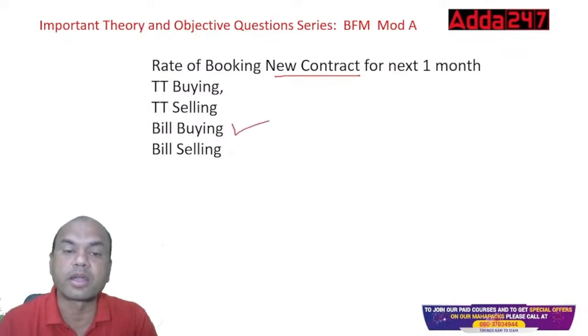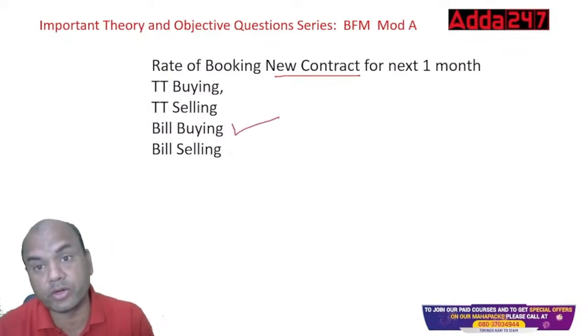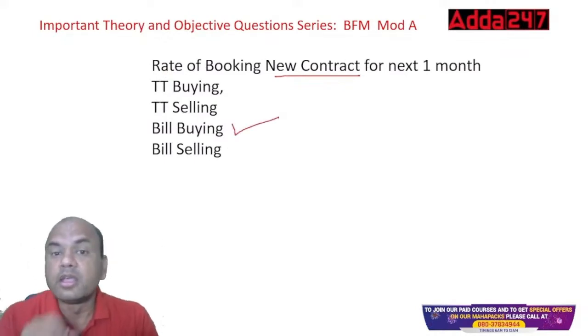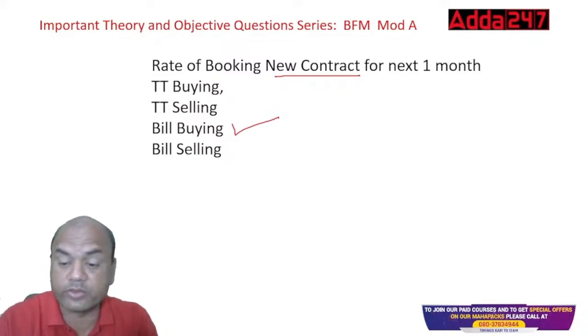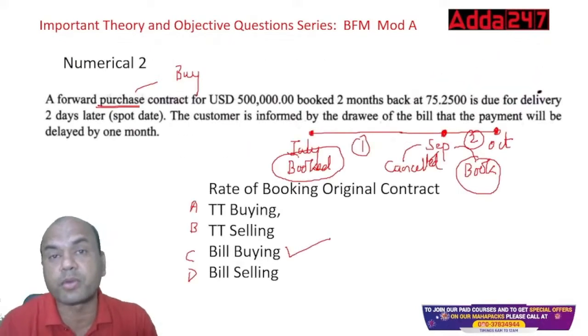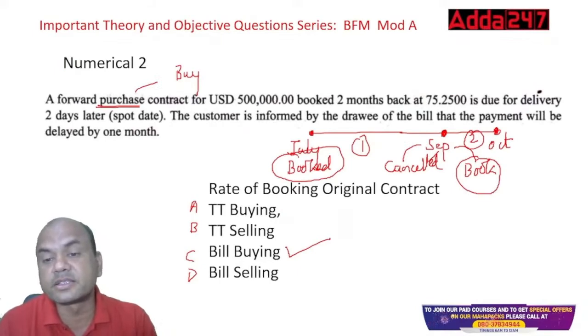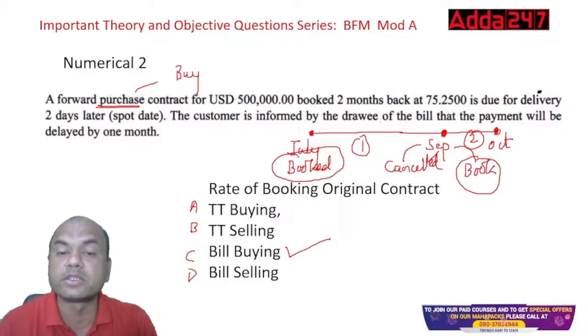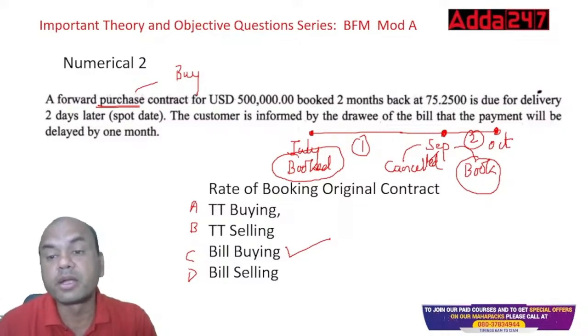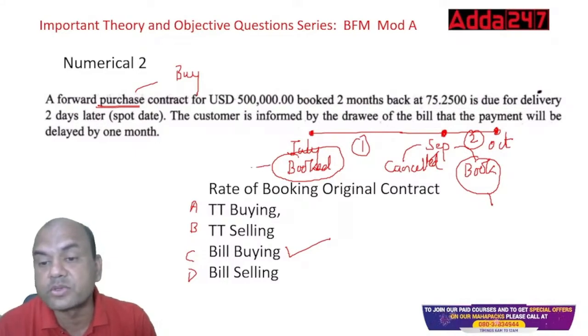Okay, new contract. Of course, the rates will be for today, whatever the rates are. So this is what you need to understand. This is the crux of the problem. Cancelling this at spot rate or TT rate, booking the new and the original logic again, bill buying rate. But the rates over here will be different than the rates over here because this is today's situation. This was July's situation.